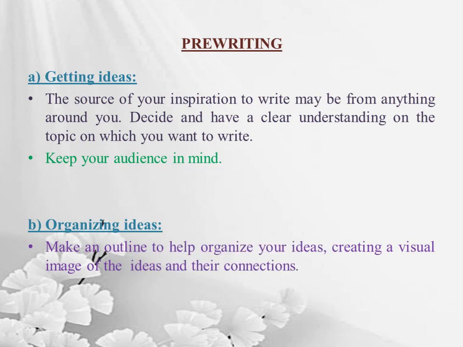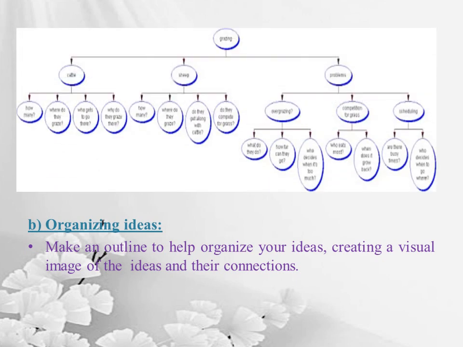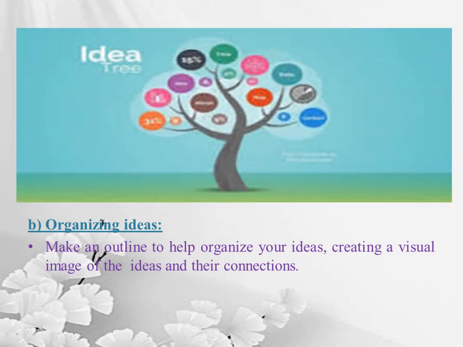After collecting your ideas, organize them in proper sequence. Sort through your ideas and choose the ones you would use to form your story. List them on paper. You might want to create a visual image such as a flowchart or even an idea tree consisting of your ideas and their connections.